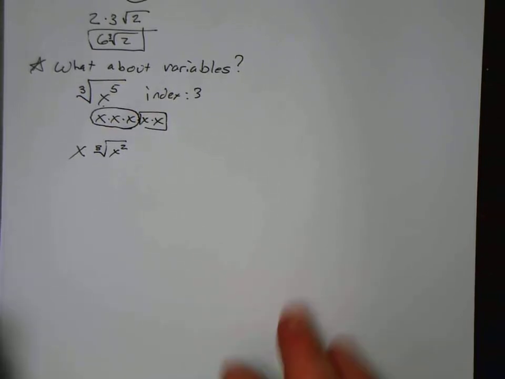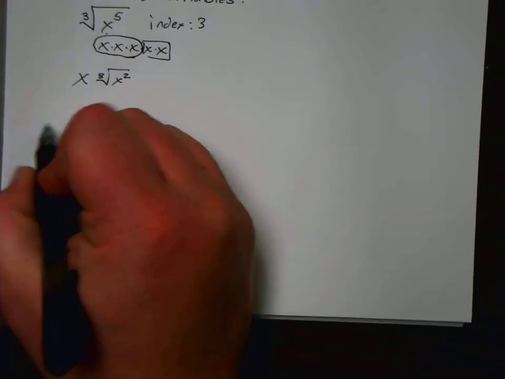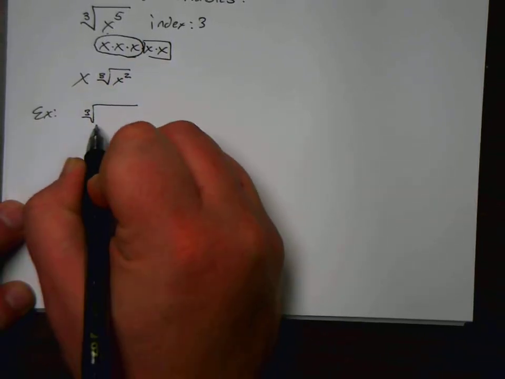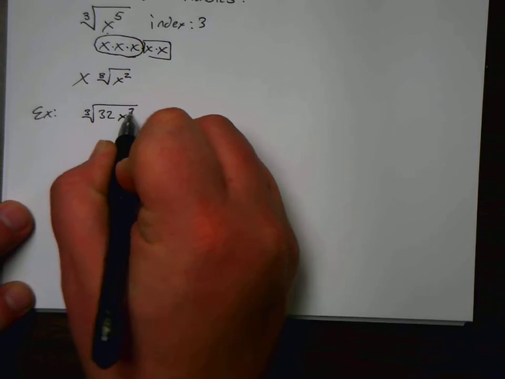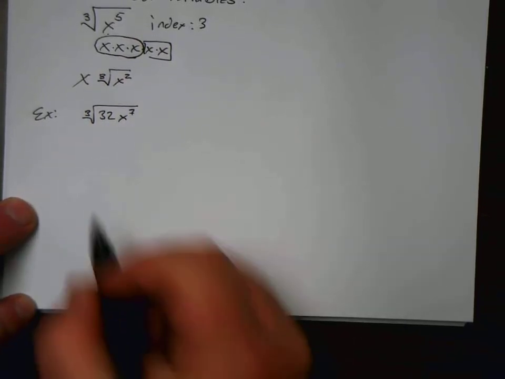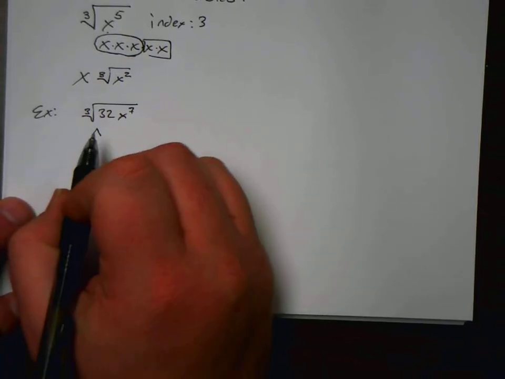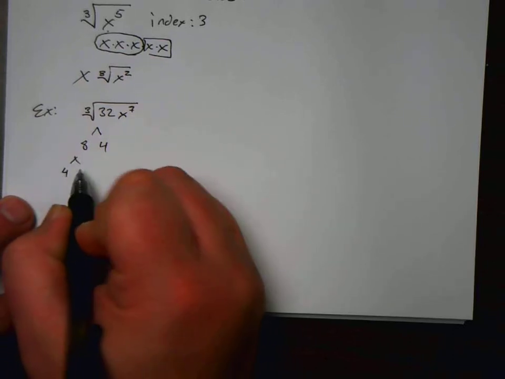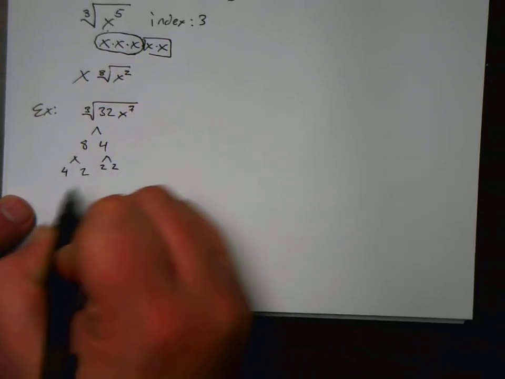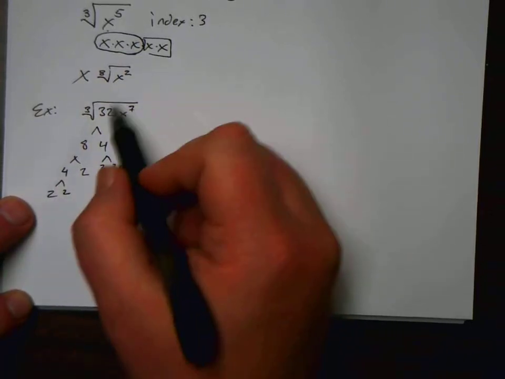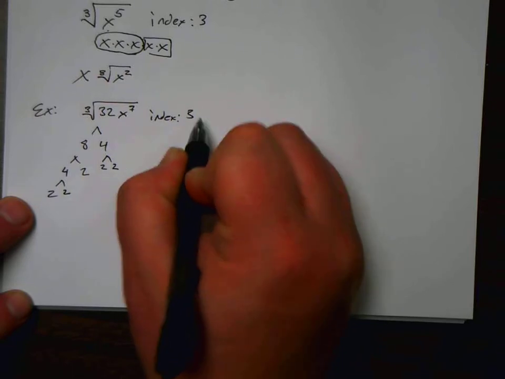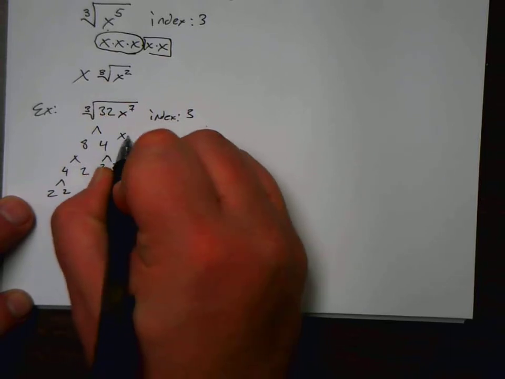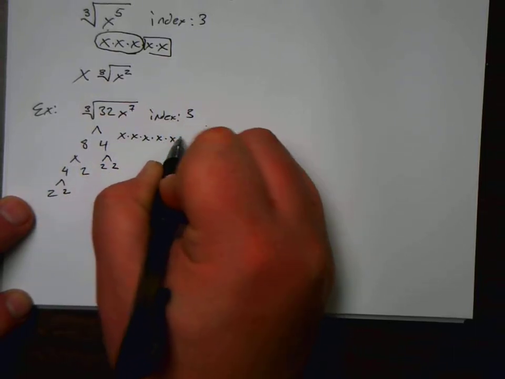All right, time for one more example. Let's combine these two. So the final example here. Let's take a look at the cube root of 32x to the 7th. All right, so let's break down that 32. The 32 is going to give us, let's see, 8 and 4. 8 is 4 and 2. 4 is 2 and 2. And that 4 is 2 and 2. My index, I was supposed to do that first. The index is 3, so I need groups of 3. I broke it all the way down. Ooh, I need to get my x to the 7th. x times x times x, 3, 4, 5, 6, 7.